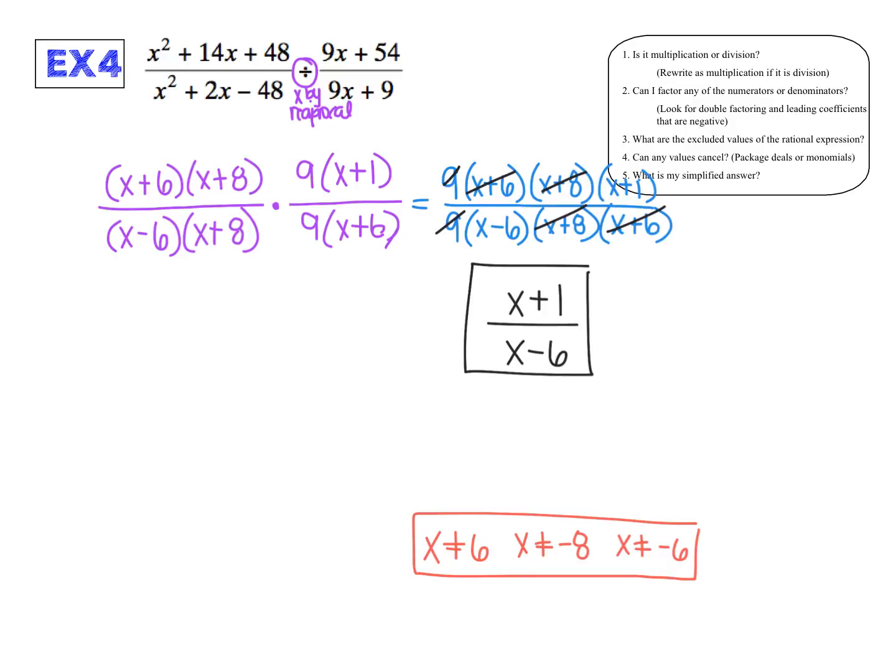So I had 3 x's in the denominator, so I had 3 values that x could not be. And then I started canceling, and my 9's canceled, and my x plus 6 canceled, and my x plus 8 canceled. So I was left with 1 times 1 times 1 times x plus 1, so that's just x plus 1, and then 1 times x minus 6 times 1 times 1, which is just x minus 6, and that's my final answer.